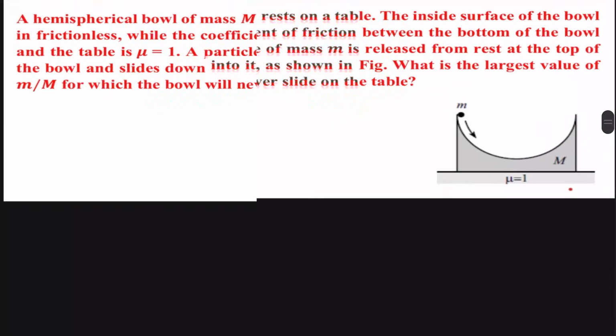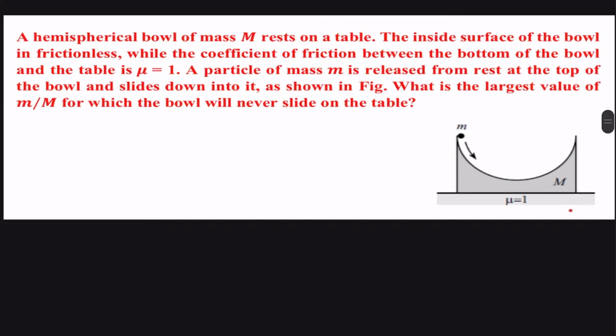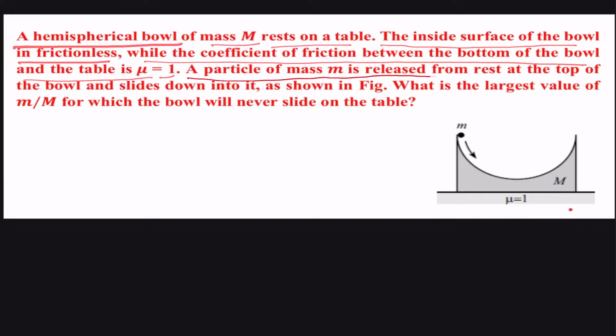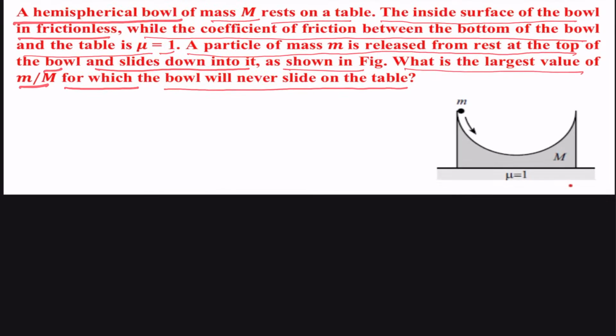Now we come to the second question. The second question states that a hemispherical ball of mass M rests on the table. The inside surface of the ball is frictionless, while the coefficient of friction between the bottom of the ball and the table is mu, which is equal to 1. A particle of mass m is released from rest at the top of the ball and slides down into it, as shown in the figure. What is the largest value of the ratio m to M for which the ball will never slide on the table? So the basic figure is given to us.